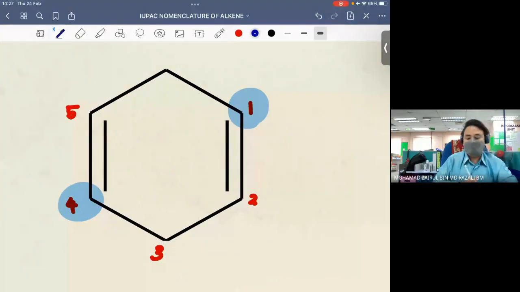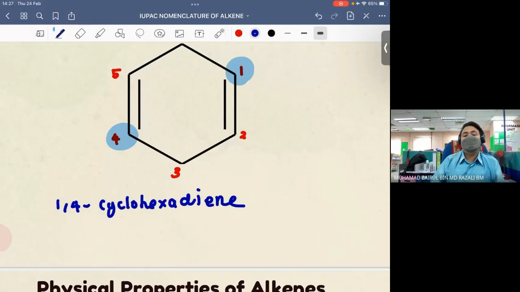cyclohexadiene. Okay, 1,4-cyclohexadiene.